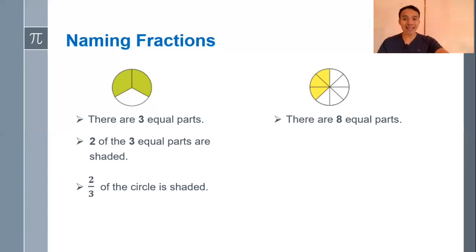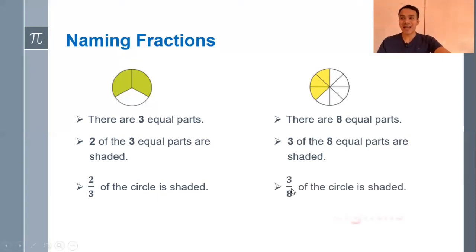Out of 8 equal parts, how many of them are shaded? Let's count. 1, 2, 3. 3 of the 8 equal parts are shaded. So the question now is, what is the fraction of the shaded part? 3/8 of the circle is shaded. Did you get it? That's how you are going to name fractions.